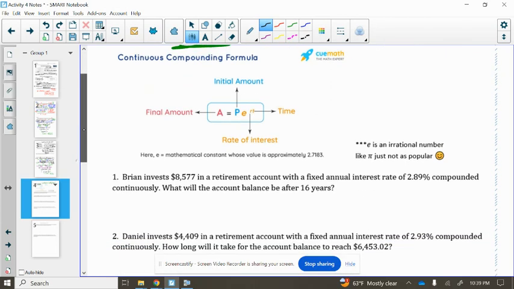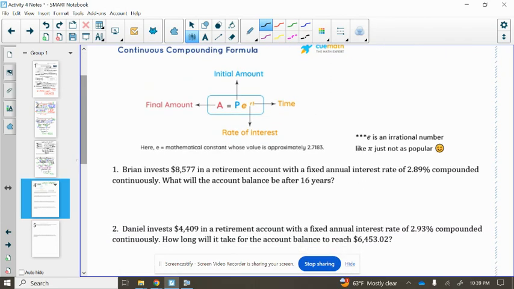And the formula for that is what we like to call PERT, and that's our final amount, initial amount, our rate of change, our time that we've been talking about before. And then this time, notice this little constant here, e. e is a mathematical constant whose value is approximately 2.7183. e is kind of like pi. It's an irrational number. It's just not as popular.